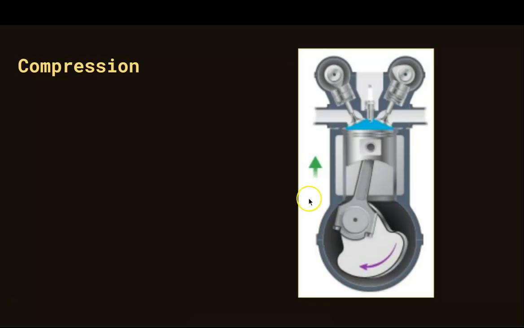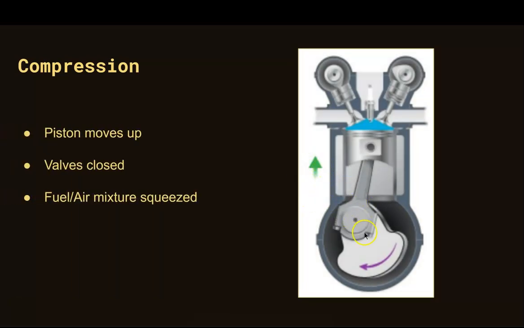The next step is compression. So the piston reverses direction. It's pulled around the crankshaft and pushed back up. The piston moves up, and that area that it filled up with fuel and air mixture is now compressed down to a very small space. You'll notice that both of the valves are closed right now. So both valves being closed means that there's nowhere for this mixture to go except to get squeezed by the piston down into this small area.